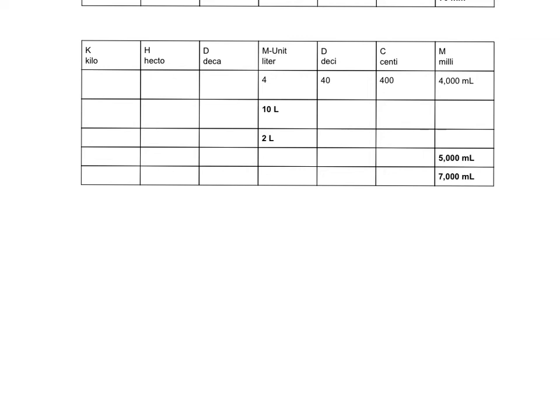Now if we're looking at units of capacity, same thing. So if we have 10 liters and we want to convert it to milliliters, all we're going to do is just move the decimal point. Each time we go over, the decimal point has to go over 1 because 10 times 10 is 100. And then 100 times 10 is 1,000. So 10 liters is 10,000 milliliters.